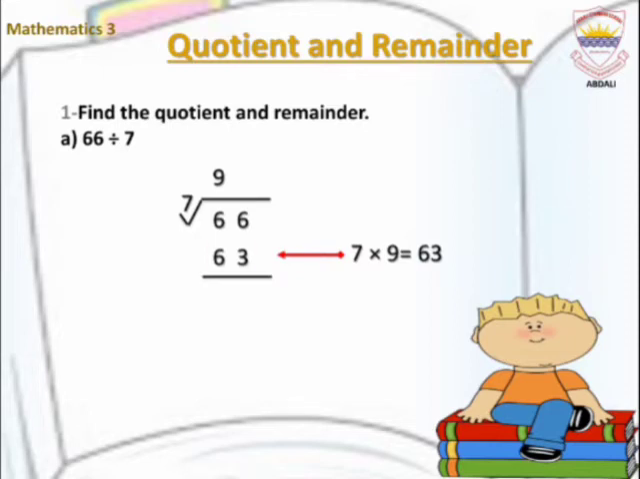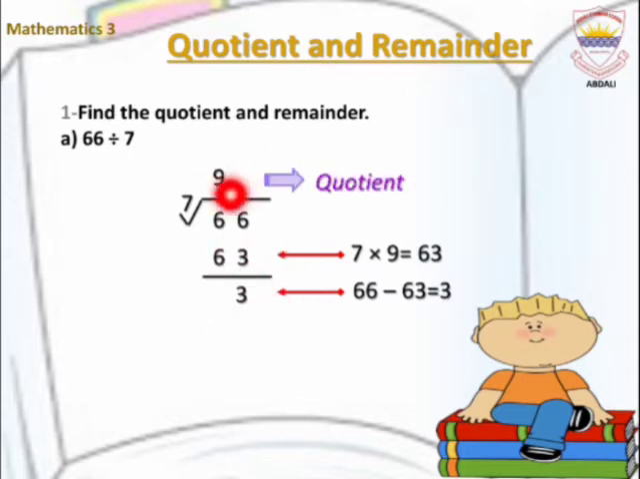Now student, what do we do now? We subtract 63 from 66. When we subtract 63 from 66, we get our remainder 3. Students, 9 is our quotient and our remainder is 3.